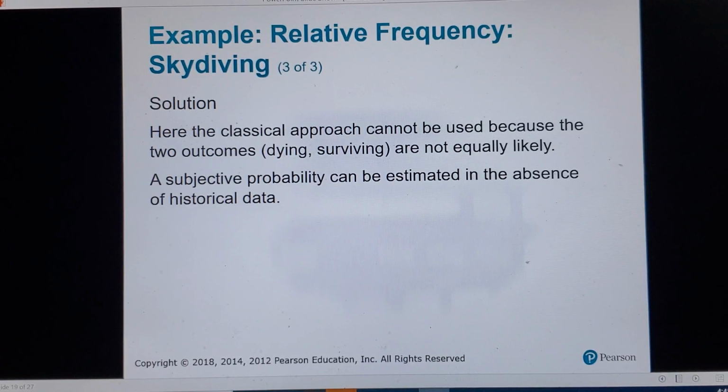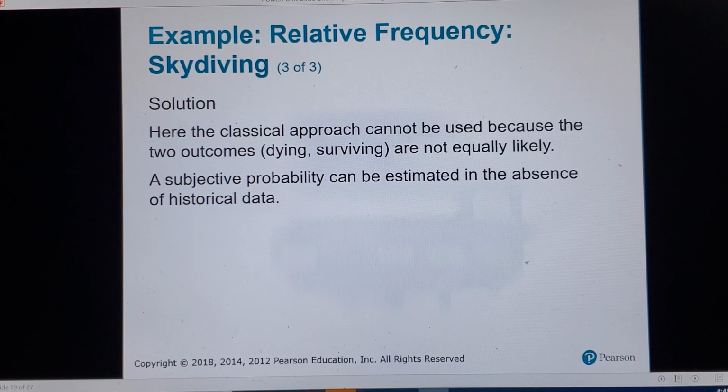Versus if you did the classical approach, you can only die one way. You either live or you die. Those are your total possible outcomes. Seems there's like a 50% chance. But that's definitely not the case, because those two events, living and dying, are not equally likely to happen.